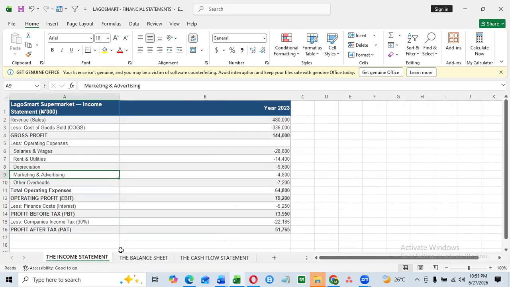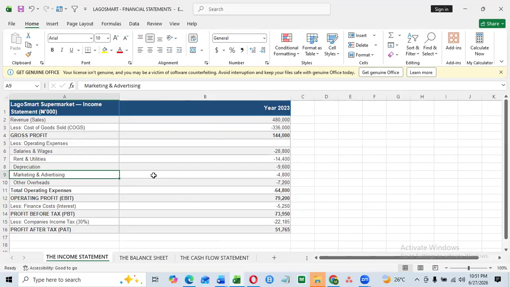What is the income statement? The income statement, also called the profit and loss account or P&L, shows how much money a business earns, how much money a business spends, and whether it made a profit or loss over a specific period, usually a month, usually a quarter, usually a year.